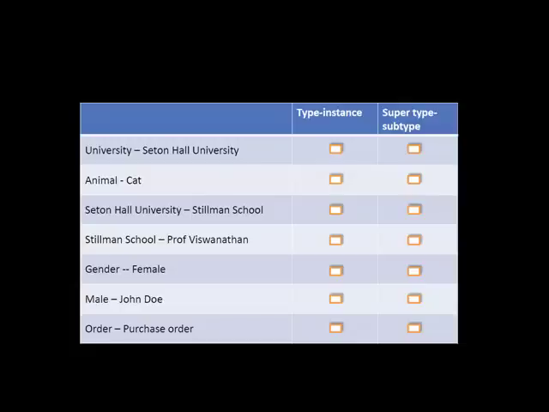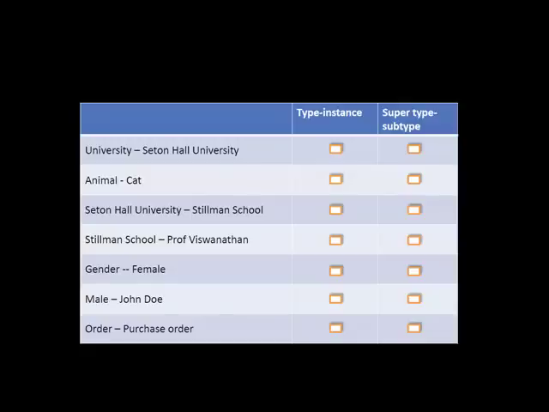So in this context, when you say gender, gender is just a type which has two values, female and male. They are two instances. Now, in this context, female is not a type, because an instance of female should also be an instance of gender. That would not be true in this context. So this is really a type instance example. It's not a supertype subtype example.